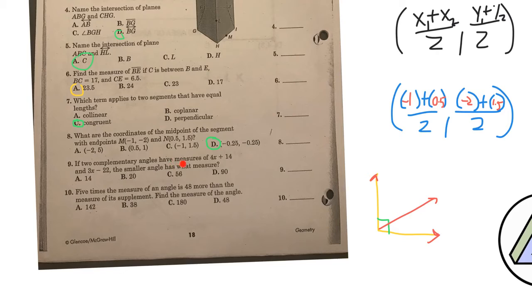The complementary angles have measures of 4x plus 14. So here we go, 4x plus 14, and the other one has 3x minus 22. All right, now they want to know, the smaller angle has what measure? Well, I think this is probably going to be the smaller angle, but you got to be careful. Let's just find x first, and then we'll worry about what the smaller angle is later. And the way to find x in this case is to recognize that if these angles are complementary, then we should be able to hypothetically set up the following equation.